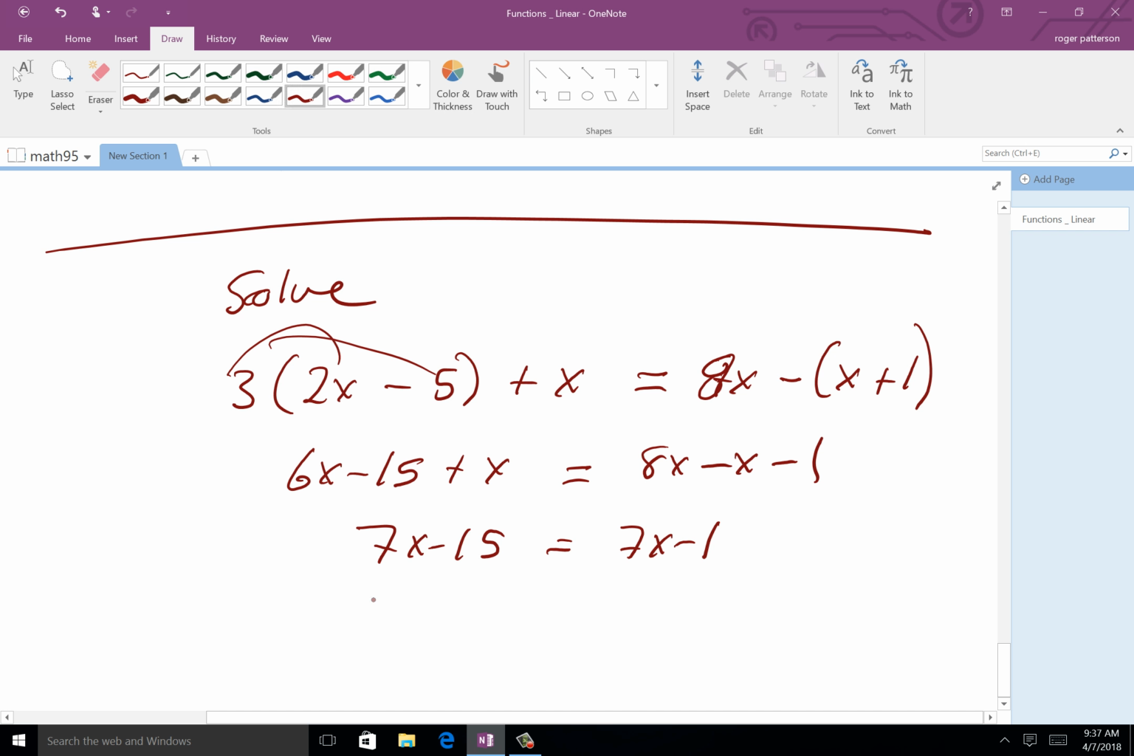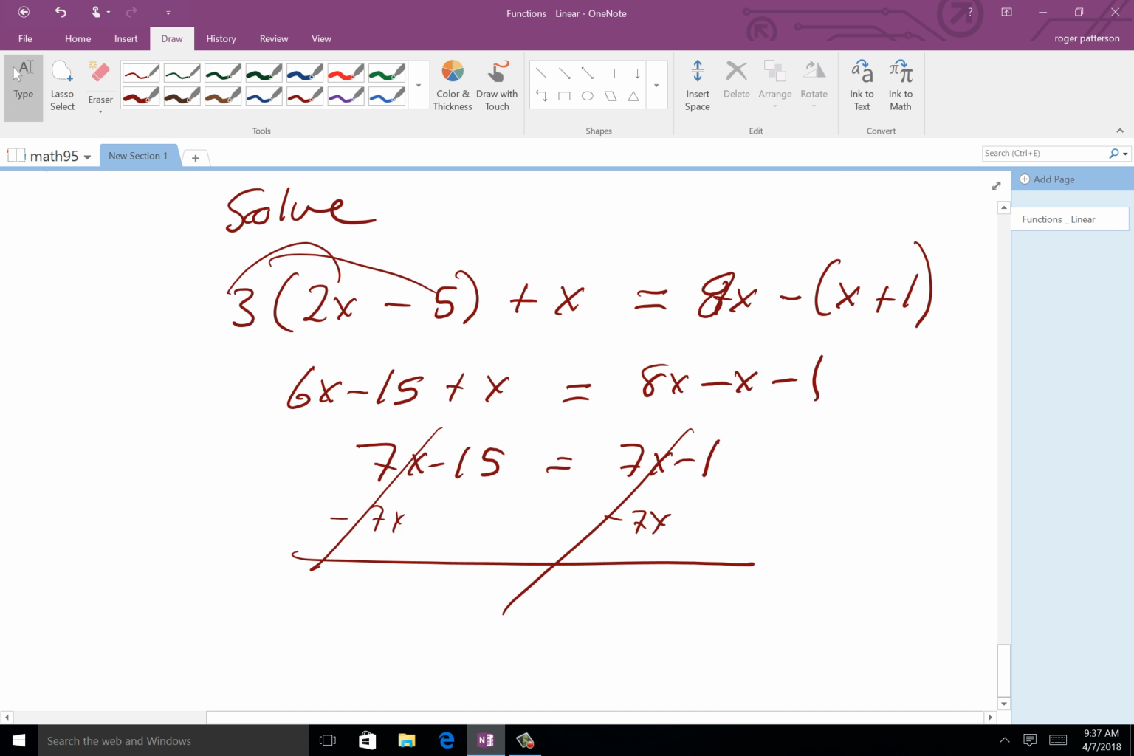Okay, so if my x's cancel out, then I'm either going to get no solution, because I get negative 15 equals negative 1, which is a false statement, or quite possibly I could get a whole bunch of numbers, meaning all real numbers, if this statement down here is true. So if it was negative 3 equals negative 3, then you'd say it was true.